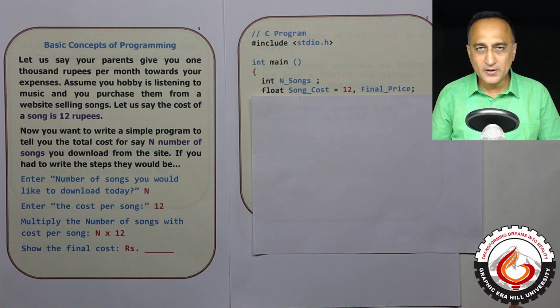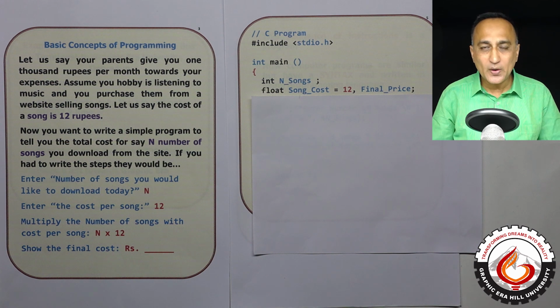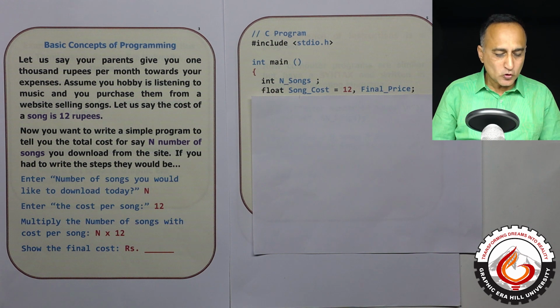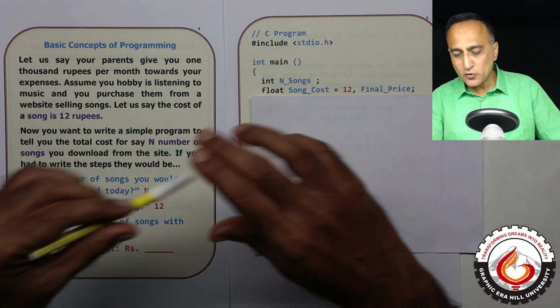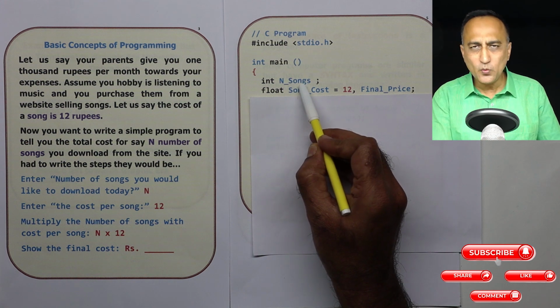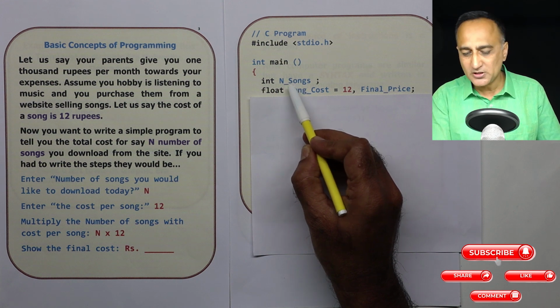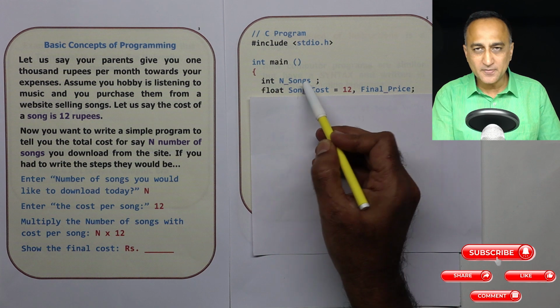Now, if you have to convert this into a C program, you will first need to identify all the memory locations required to store values or required for calculation. So, my first variable is going to be an integer, which is a number of songs. Integer means full numbers, not fractions. Songs are never going to be 1.5. You cannot download 2.5 songs. So number of songs is an integer.